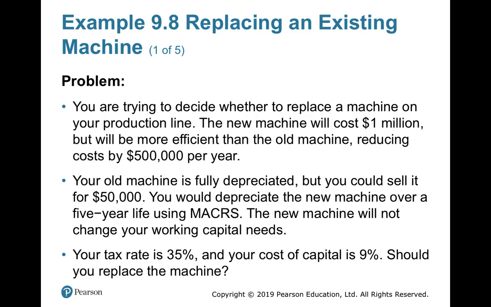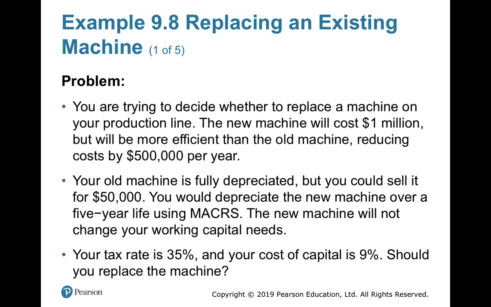First one, you can spend 1 million for replacing the old machine with a new one. The new one will not increase production. The new one will not increase sales revenue, but it will reduce the cost. It is an efficient one. Reduce the cost by $500,000. Spend 1 million and per year $500,000 you can save. At the same time, the old machine is completely old, it is depreciated, gone, and you can sell it at 50,000.